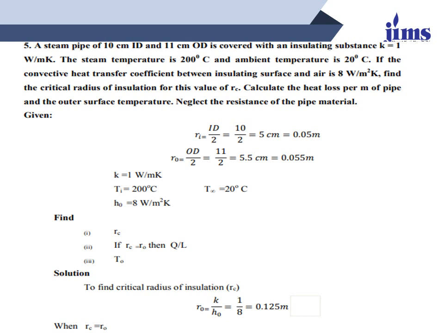In this problem, we have to calculate the critical radius of cylinder, that is Rc. If Rc is equal to R naught, then what is the value of Q by L and the outer surface temperature? So we know that the critical radius of insulation in case of cylinder is equal to K by H naught, but in case of sphere, the critical radius of insulation is 2K by H naught, where K is equal to conductivity of the material. So K is equal to 1 and H naught is equal to 8. Putting these values, we get R naught is equal to 0.125 meters.